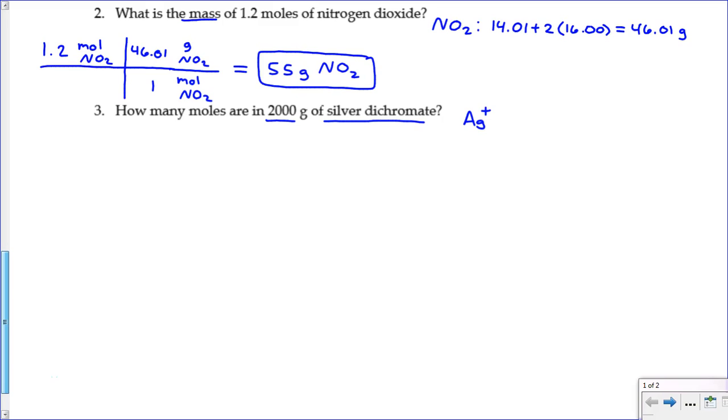So you have to think, what is that dichromate? It's a polyatomic ion. It's on the back of your periodic table. It's actually Cr2O7, and it has a 2- charge on it. And so silver dichromate, if you crisscross here, is Ag2Cr2O7. That is the formula of silver dichromate.